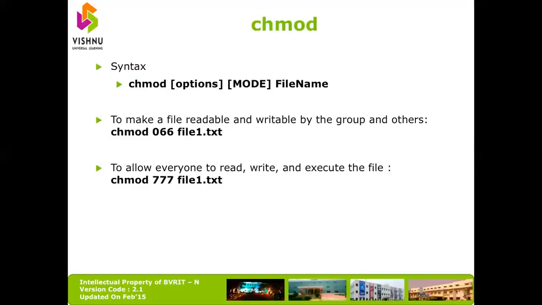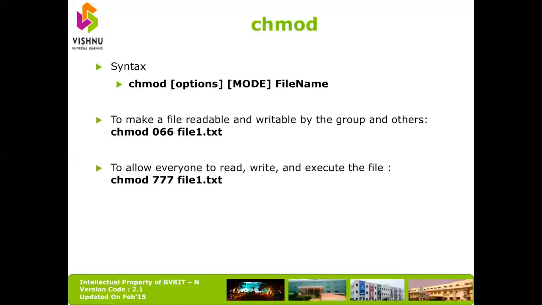Now, for example, to make a file readable and writable by the group and the others, and no permission for the owner, I have to write chmod. The first group goes as 0 because no read, write, execute for the owner. Read and write for the group, and then once again read and write for the others.